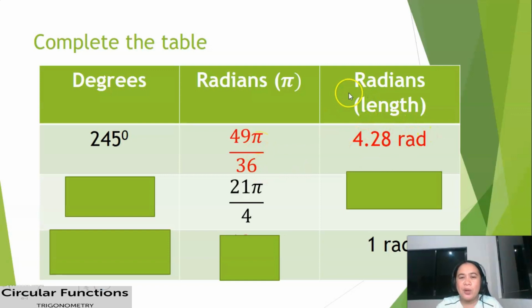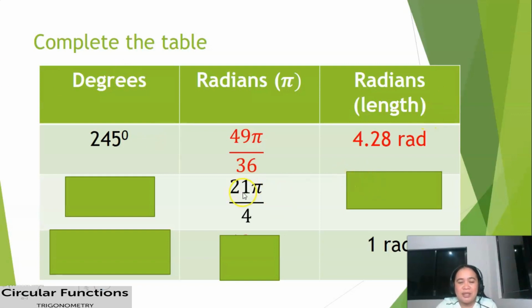Now go back. What is the difference between radians in pi and radians in length? When you talk about radians as pi, the value of pi here is 180 degrees, meaning you're referring to angle measures. But when you talk about radians in length, the value of our pi here is 3.1416. Take note of that.